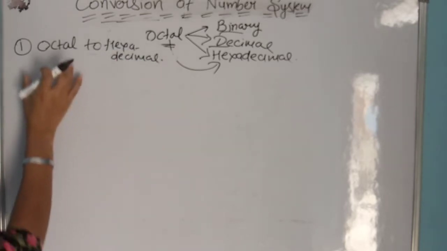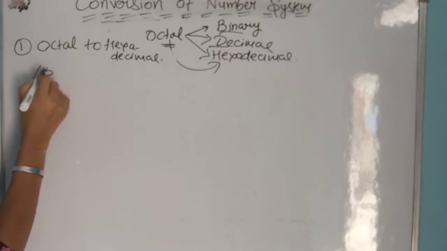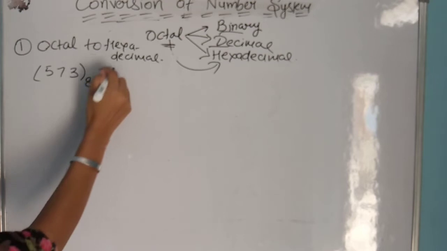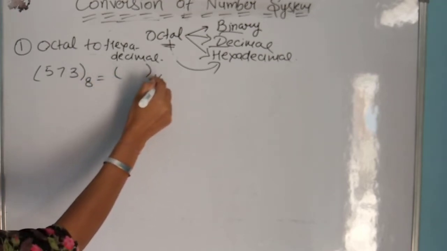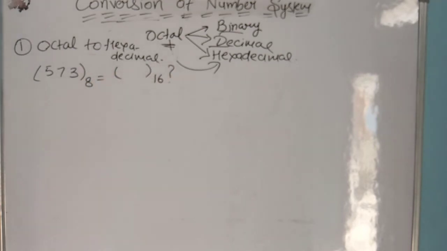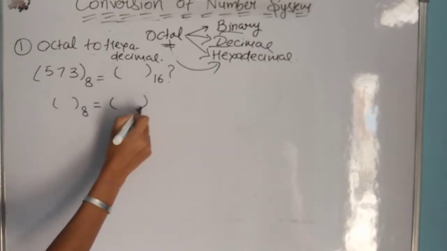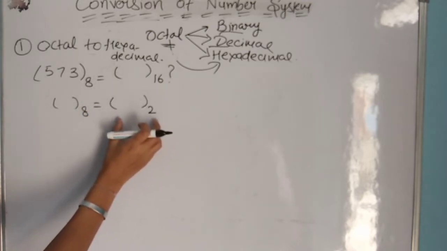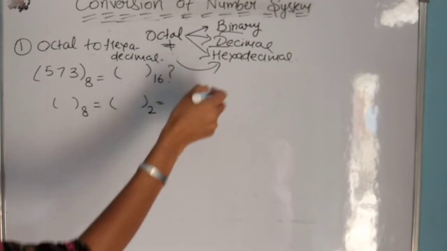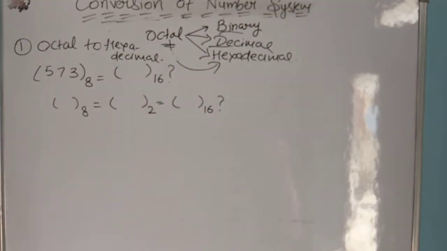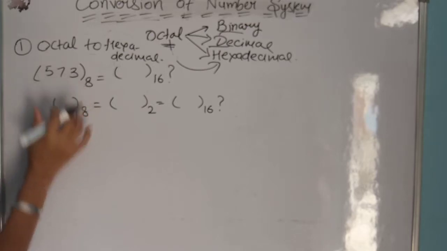Okay, suppose the octal number is 573. This is an octal number, and suppose we want to convert it into a hexadecimal number. So first we change the octal number into a binary number, and that binary number we convert into a hexadecimal number. So this is the rule. Okay, so now fetch this number.